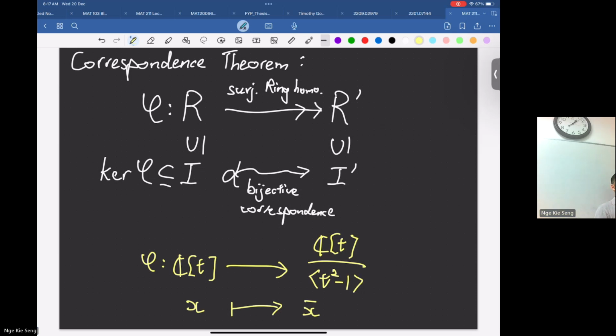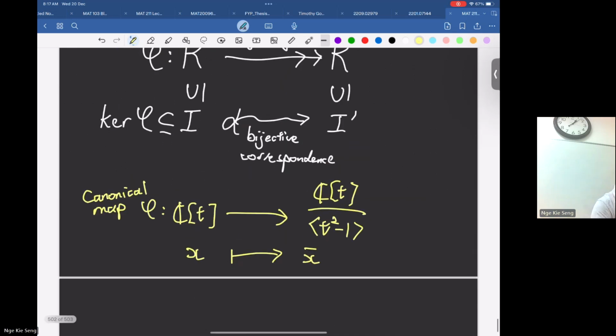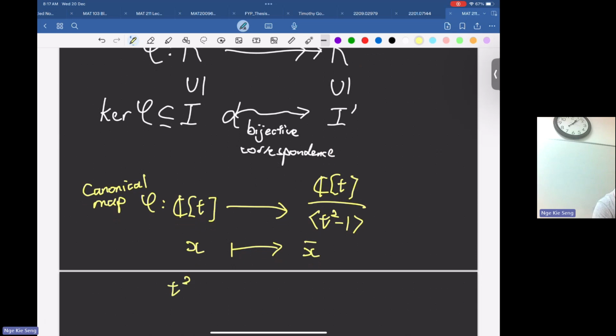What is this? This is the canonical map. What does canonical map mean here? For example, look at the element t squared minus 1. Where should this polynomial go under this map? What is the representative of the coset that t squared minus 1 lives in?